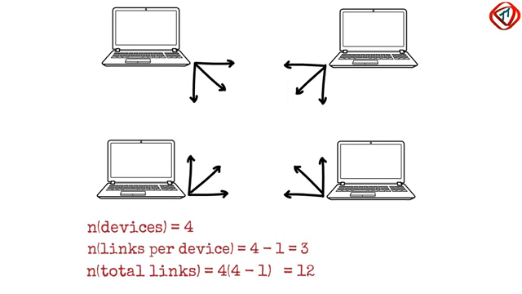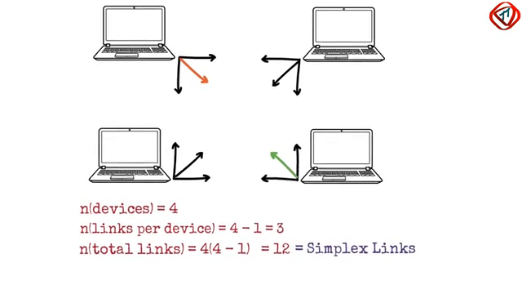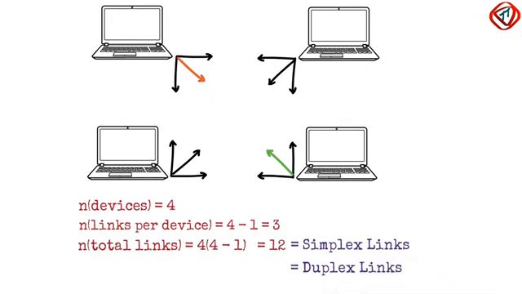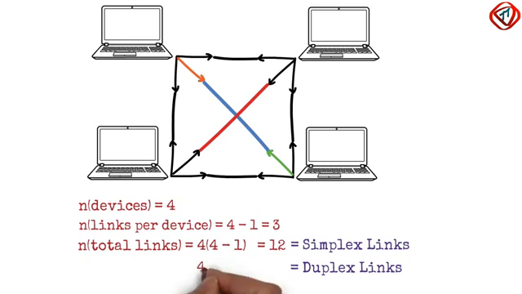Note that these are simplex links. In simplex links, data can move in one direction only. So, one link is used for sending data and the other is used to receive data from the adjacent computer. Duplex links are the ones where data can move in both directions. Therefore, we can replace 2 simplex links with one duplex link. Hence, the total number of duplex links in the mesh topology is 4 into 4 minus 1 by 2, that is 6.